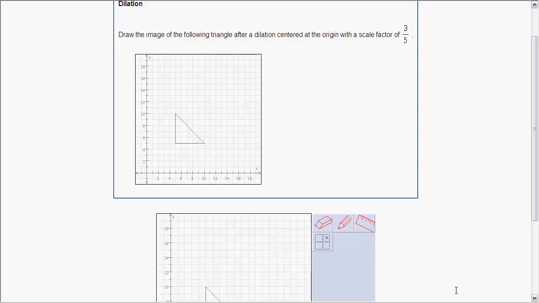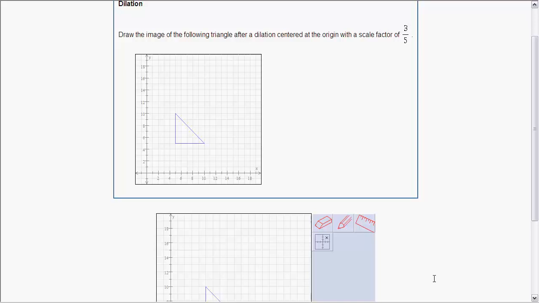This video is going to show how to do a dilation of an image, in which this image is a triangle. It could be a straight line, it could be an angle, but whatever the case is, we're going to do it with a scale factor of something. This video, the example that is shown is 3/5.